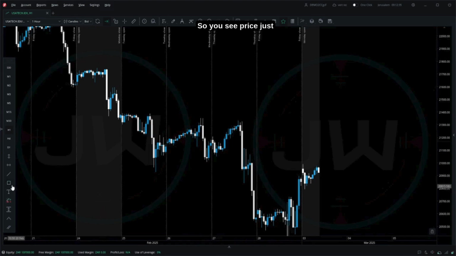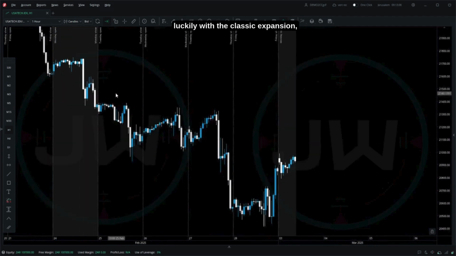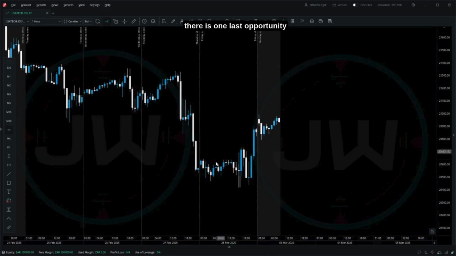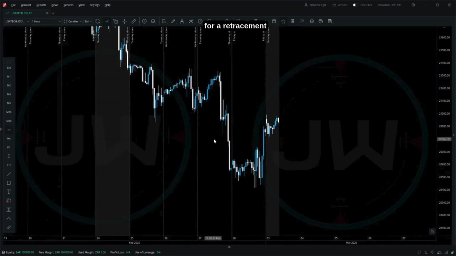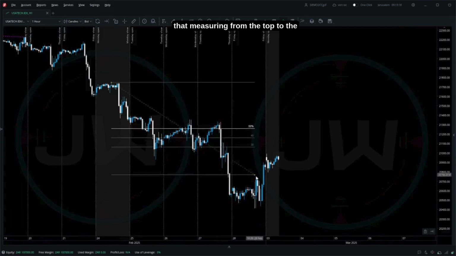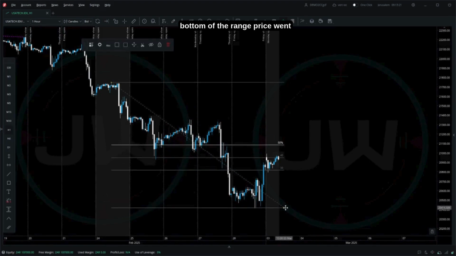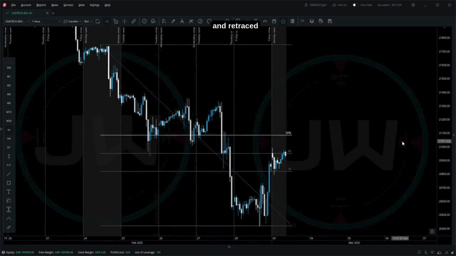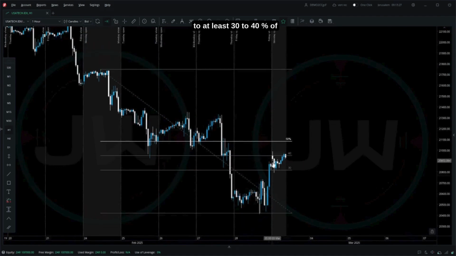So you see price just expands down, and sometimes it happens that you can have the wrong bias because Monday throws you off when you're trying to read the profile. But luckily with the classic expansion, there is one last opportunity for a retracement position, and so you can see that measuring from the top to the bottom of the range, price went and retraced to at least 30 to 40% of the weekly range on the Friday, and that's our TGIF.